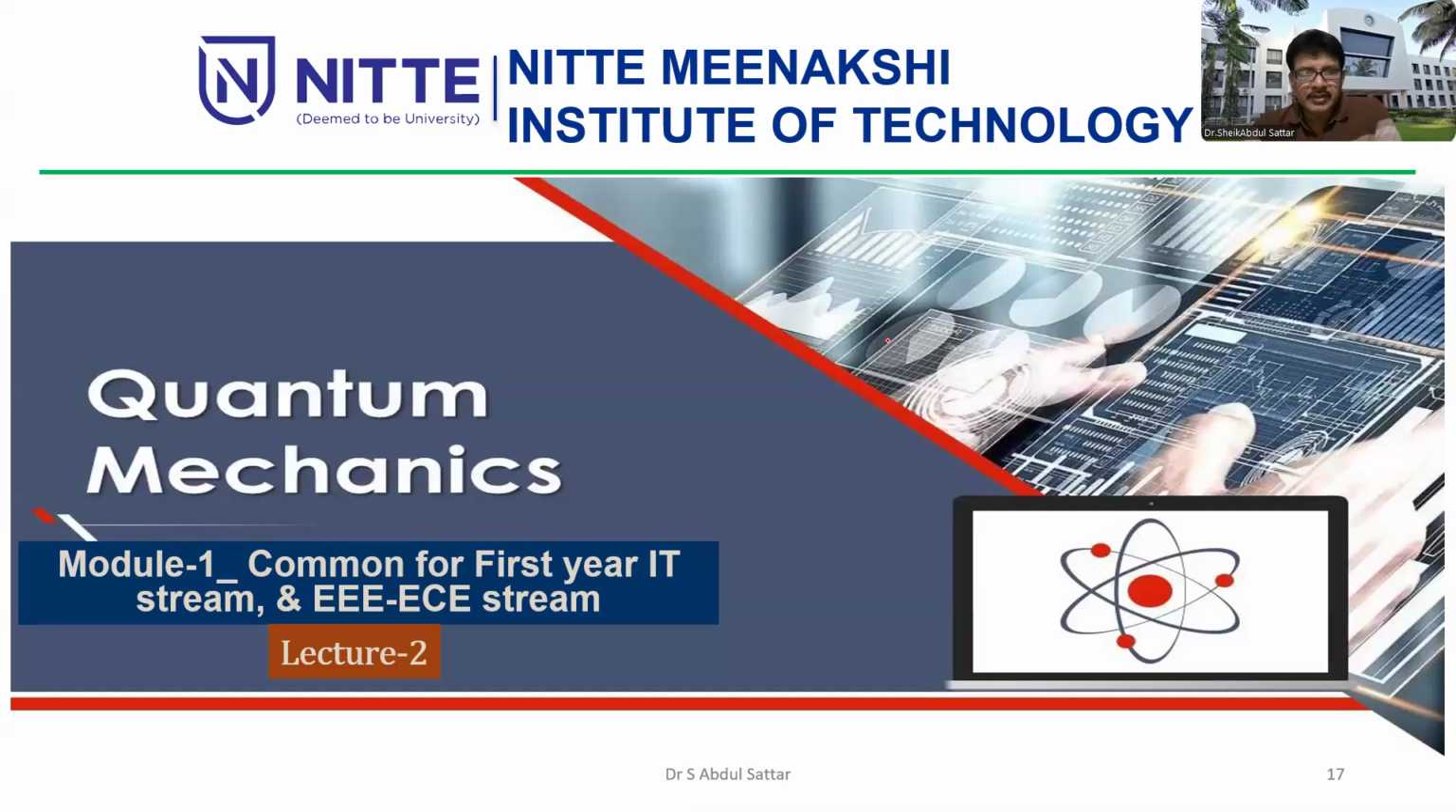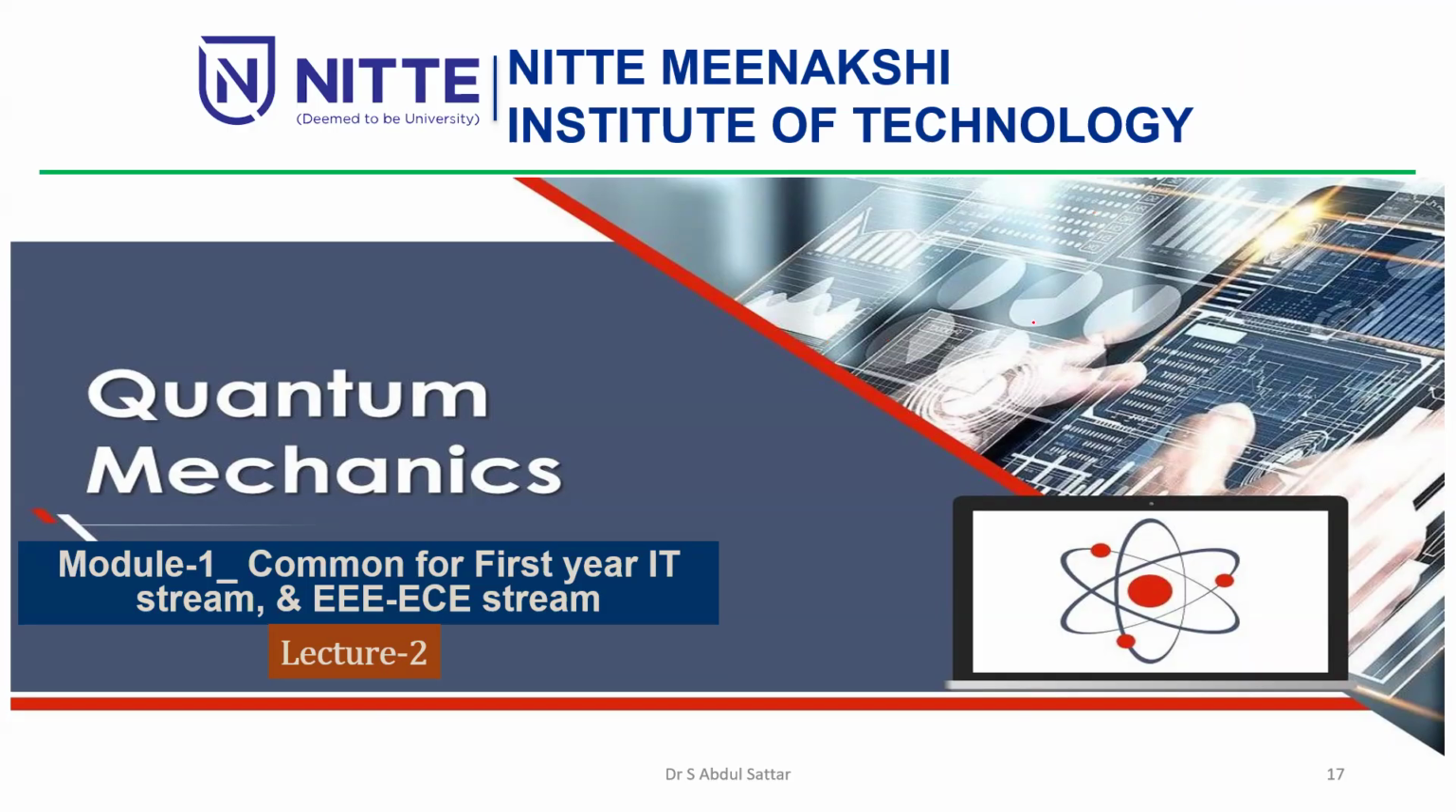Dear students, in quantum mechanics lecture 1, we discussed the de Broglie hypothesis, the expression for de Broglie wavelength in terms of kinetic energy of the particle, accelerating potential, and properties of matter waves. In addition to that, we have discussed group velocity and phase velocity. In the present lecture, we are going to derive the relation between group velocity and phase velocity.